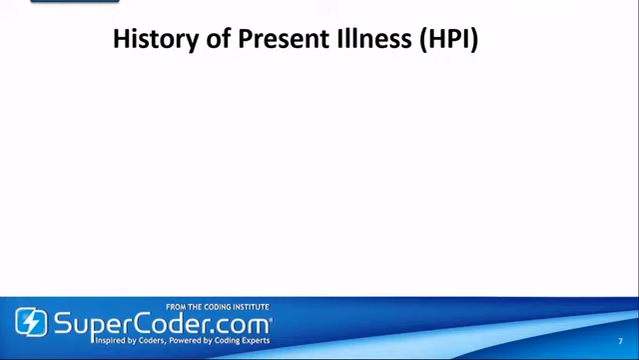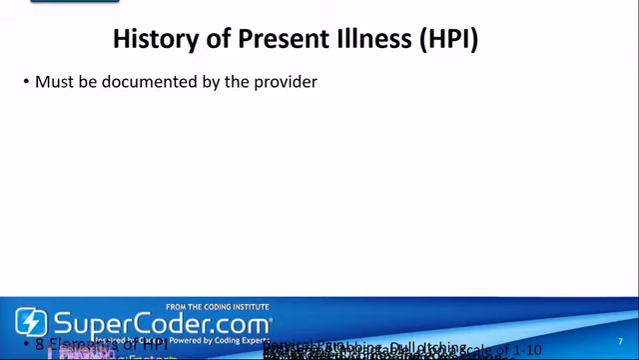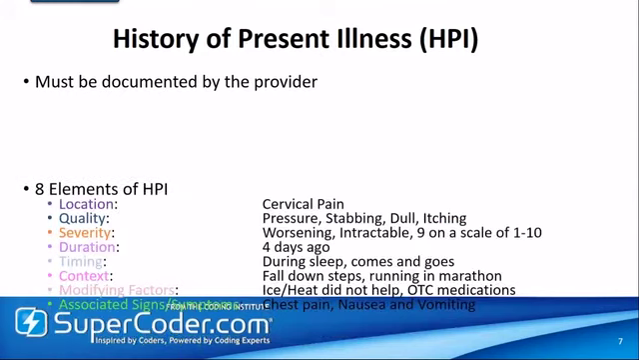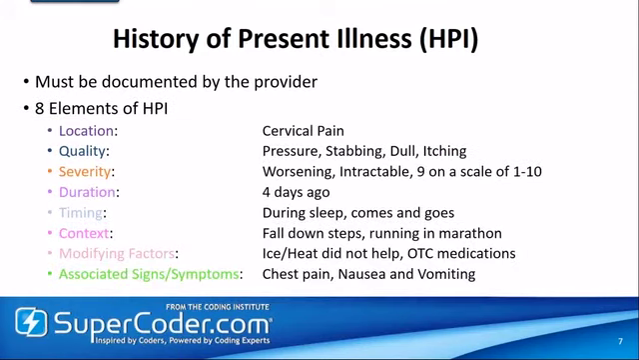Let's start with HPI, or history of present illness. All of the history of present illness must be documented by the provider. Now there are 8 elements of HPI, and here are examples of each. Location could be cervical pain. Quality could be pressure, stabbing, dull, itchy. Severity could be worsening, intractable, 9 on a scale of 1 to 10.